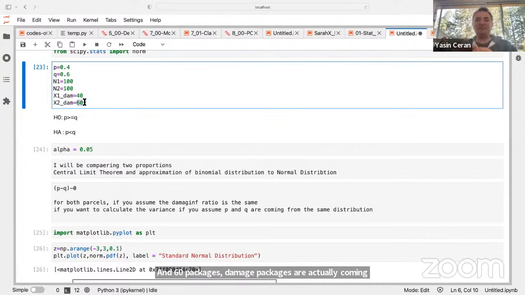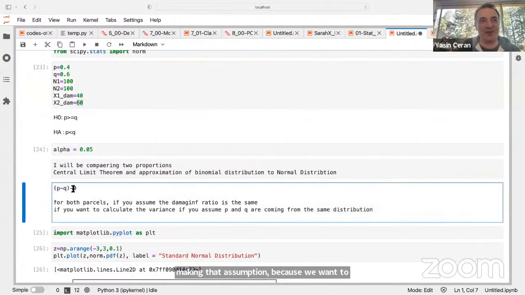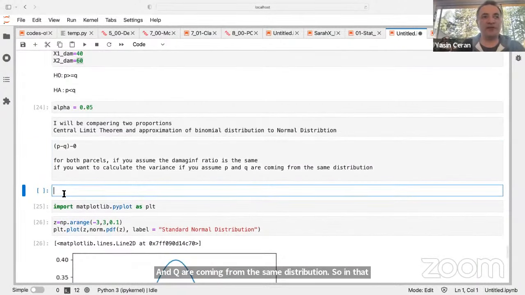So there is some distribution out there, and the 40 and 60 both come from the same distribution. We are making that assumption because we want to test how different P minus Q is from 0, and our assumption is that P and Q are coming from the same distribution. So in that case, I will have to use a pooled P.